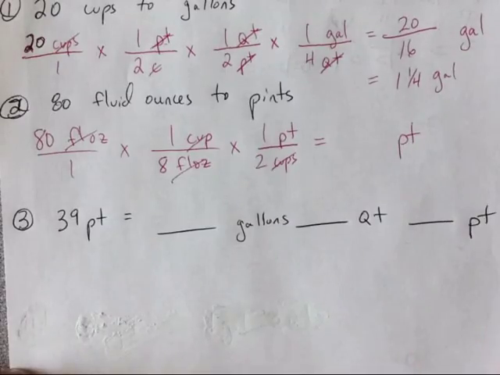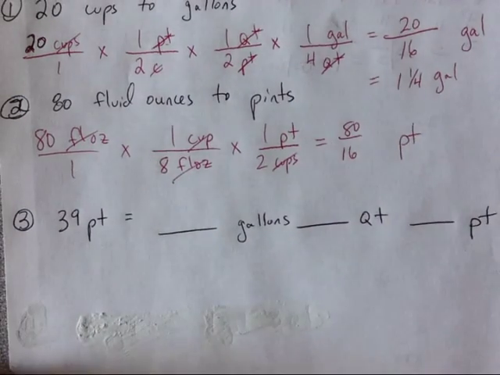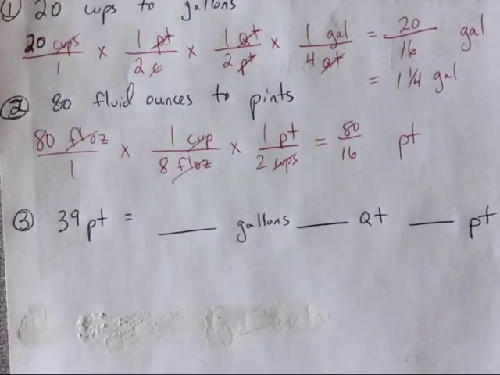Okay, so get the units right using the unit fractions, and then do your multiplication of fractions. So we get 80 over 16, which is going to be 5. So 5 pints.